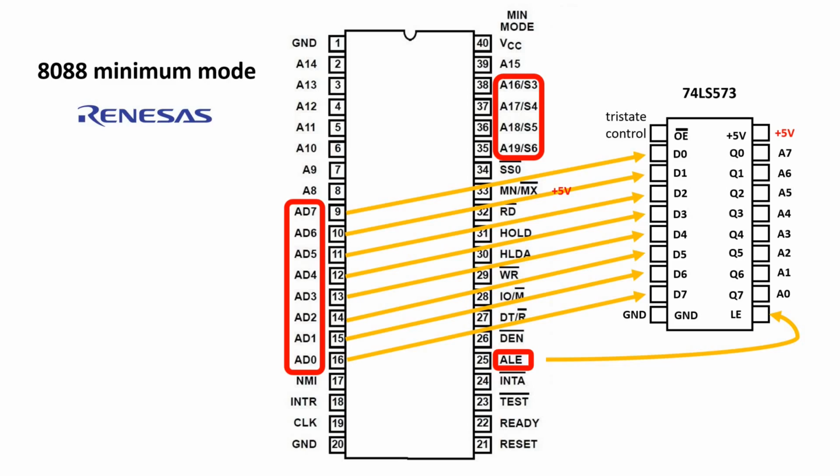Now, the one pin that's not yet been discussed is the 74LS573 has an output enable that can be used to tri-state Q0 to Q7, and that's particularly useful if you want to implement some kind of DMA on your 8088 system, as I did on my own CPU board.